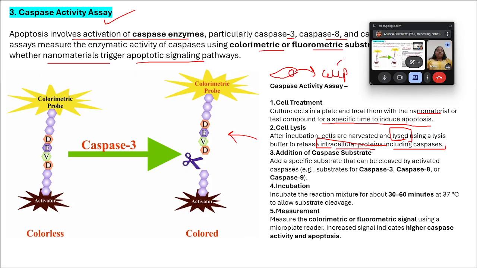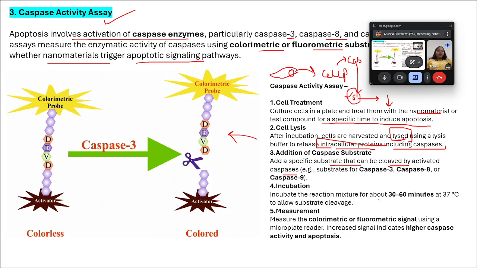Now, this cellular protein will also have caspases, right? Now, add a specific substrate that can be cleaved by activated caspase. If we add a substrate that can be cleaved by caspase, it will lead to a decrease in the amount of that substrate that you have added. You know the initial amount of the substrate, and with different dilutions, you can see that in some fractions the decrease in amount is less, in some other fractions it is more.